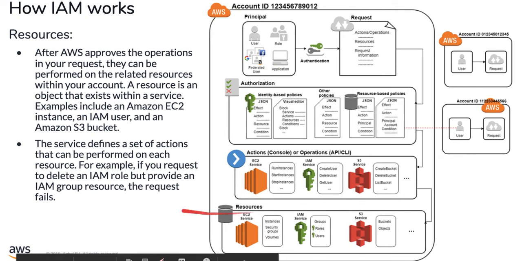And as I told earlier, these services define a certain set of actions that can be performed on each resource, and only those actions can be performed on them. Here's an example of what can't be done. If you request to delete an IAM role but provide an IAM group resource, the request fails.